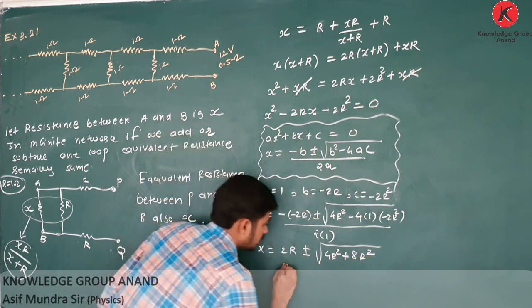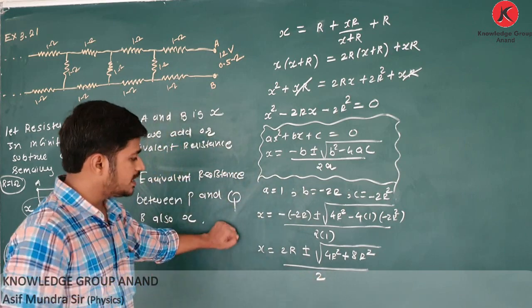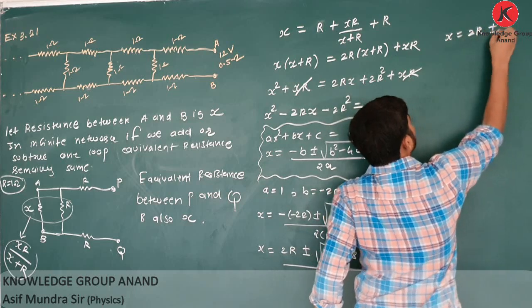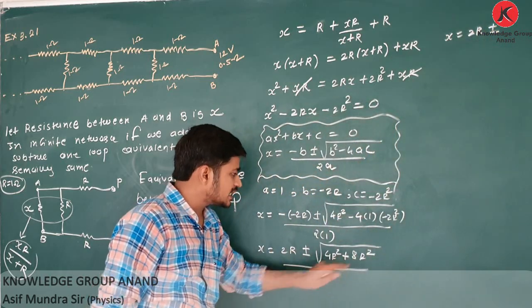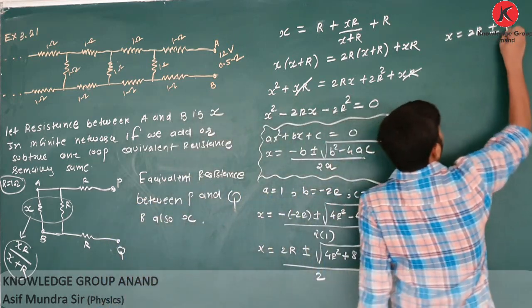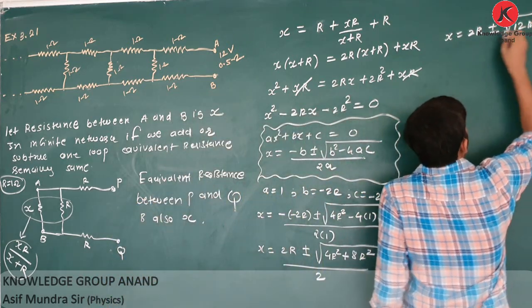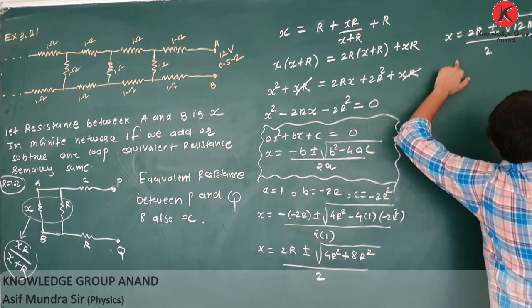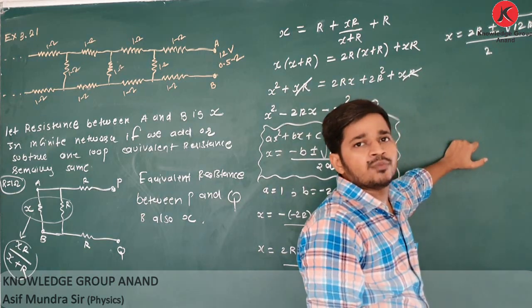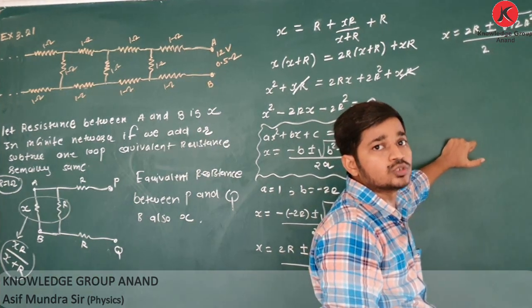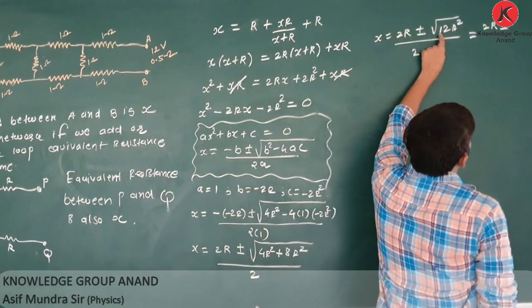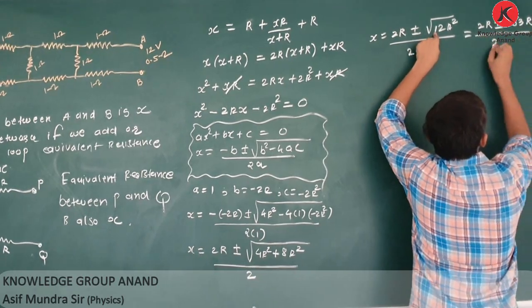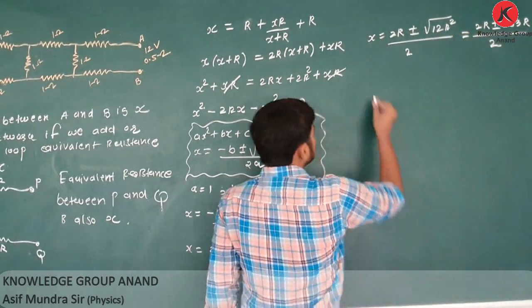Any doubt? So x is equal to 2r plus or minus under root of 4r square plus 8r square, it is 12r square, divided by 2. So you can write this as 2r plus or minus root of 12r square, where 12 means 4 into 3. So it is 2 root 3 r divided by 2. So this 2 and 2 cancel. Correct?